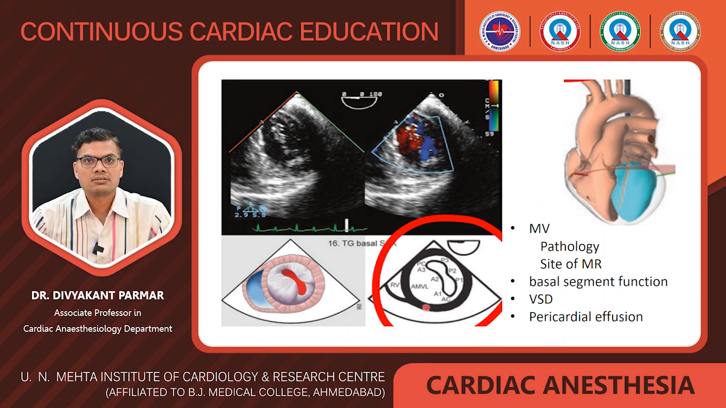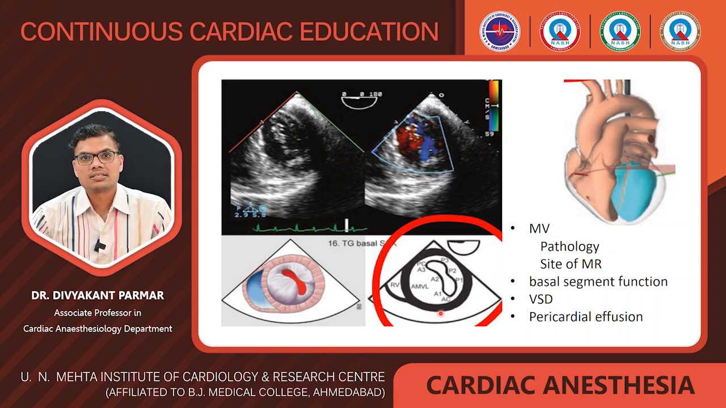We can see these structures. This is the anterior mitral valve leaflet. This is the posterior mitral valve leaflet. Then the left ventricle is seen as circular and the right ventricle as crescentic in shape. And we are watching the left ventricle from below. So this is the inferior wall and this is the anterior wall.